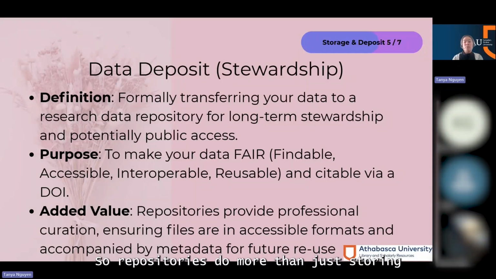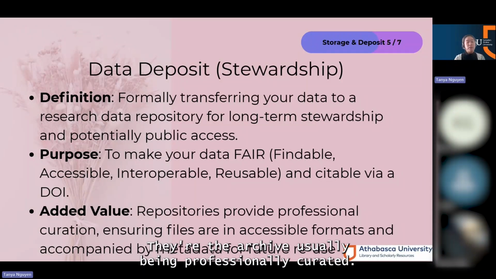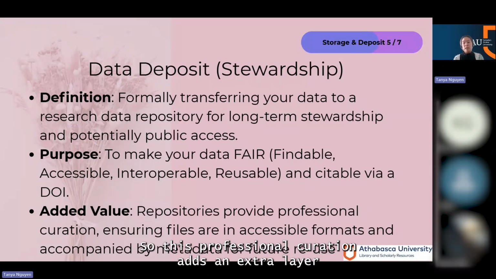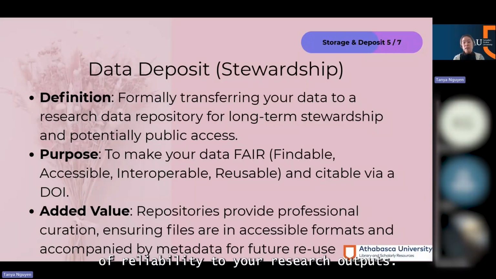So repositories do more than just storing the final sets of your data. They are usually professionally curated. So this means that your files are not only kept safe, but they're maintained in accessible formats and complete with metadata for future use. So this professional curation adds an extra layer of reliability to your research outputs.